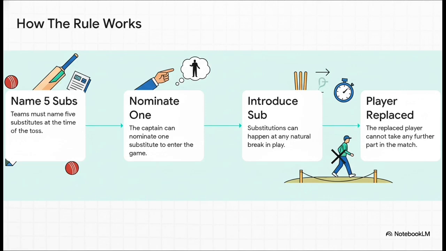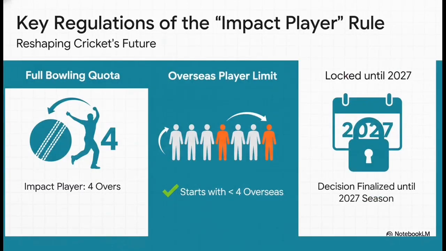Now, here's where it gets really interesting. There are a few key details that make this rule so powerful. For one, the new player, the impact player, can bowl their full 4 overs. It doesn't matter if the guy they replaced already bowled 2 or 3. It's a fresh quota. Also, there's a catch for overseas players. You can only sub in a foreign player if you started the game with just 3 of them in your lineup. And maybe the biggest point of all, love it or hate it, the rule is here to stay. The BCCI has already confirmed it's locked in until at least 2027.